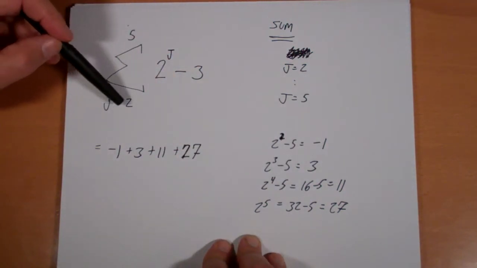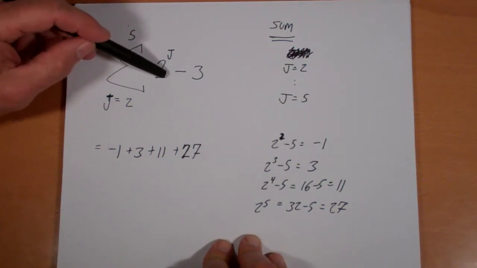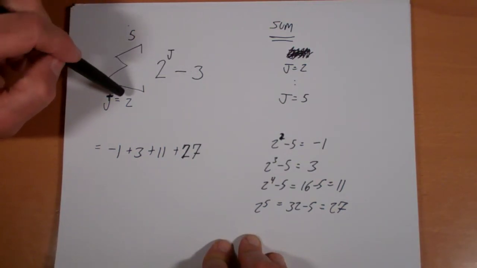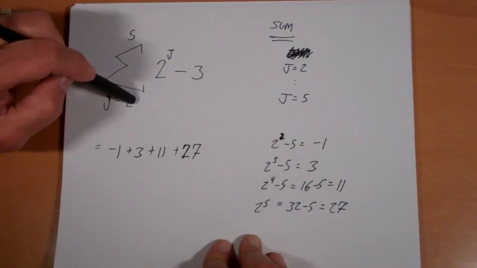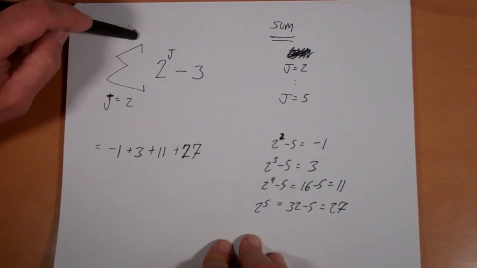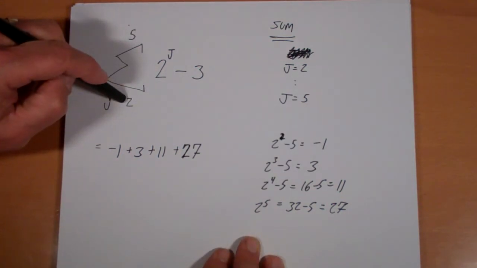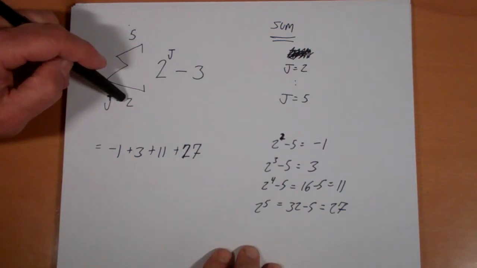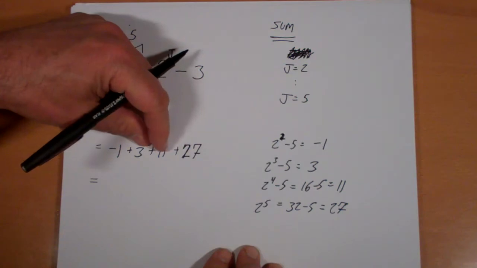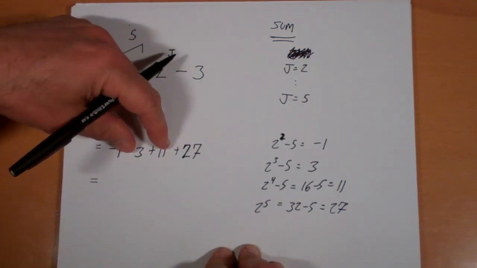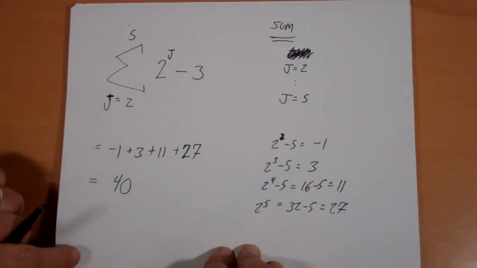So if you go j is equal to 2 to 5 of 2 to the j minus 3, all you're going to do is plug in a j there, start at 2, and go up by 1 until you get to this number. So it's 2, 3, 4, 5. Then you just add all those numbers up. And that's how you do summation notation.